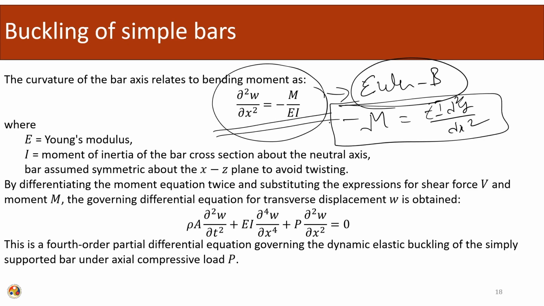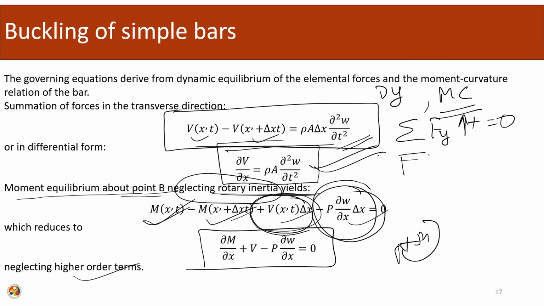E is the Young's modulus, I is the second moment of area of the bar across the bending neutral axis, and the bar is assumed to be symmetric across the xz plane. So, there is no twisting in the bar. We are assuming an Euler-Bernoulli beam, there is no twisting occurring in the bar, we are ignoring the higher order terms, and the rotary inertia of the system is being ignored. These are some of the approximations used in the treatment of the bar.